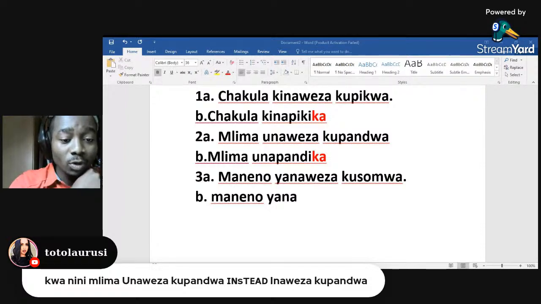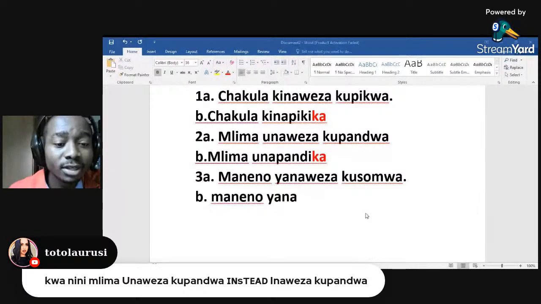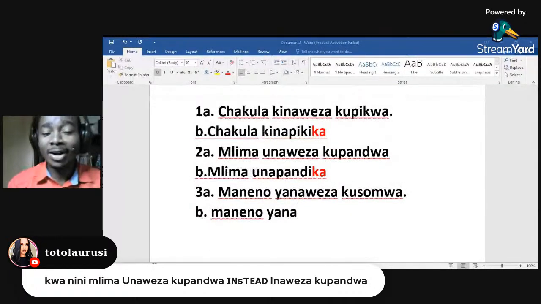Kwa nini mlima unaweza kupandwa? So my sentence is, sawa. Sentence yangu ni mlima. Sawa? Mlima mmoja, milima miwili, mitatu, class. So we say mlima unaweza kupandwa. Kwa wingi milima inaweza kupandwa. So class, mlima, milima. Inaweza, that will be plural. Sawa?